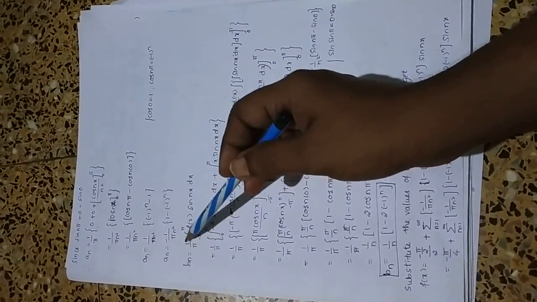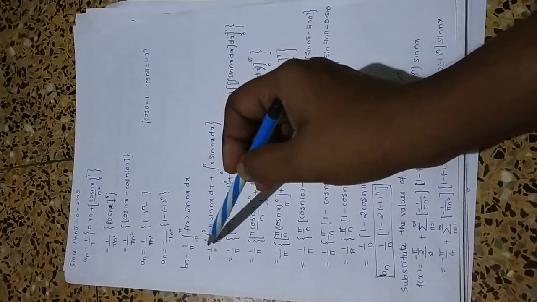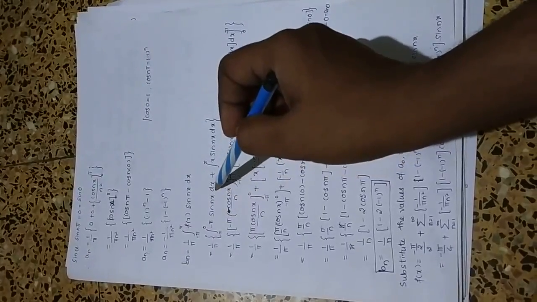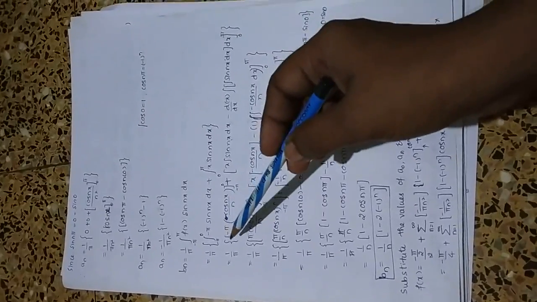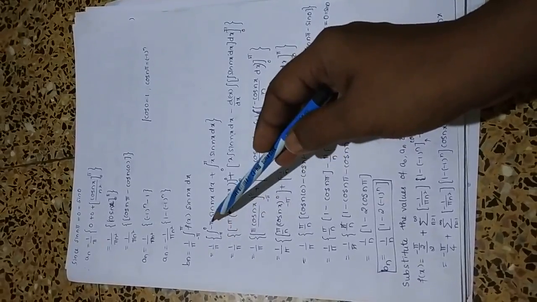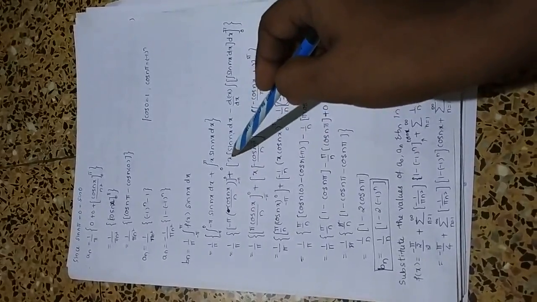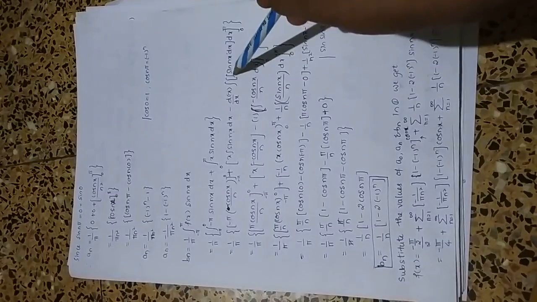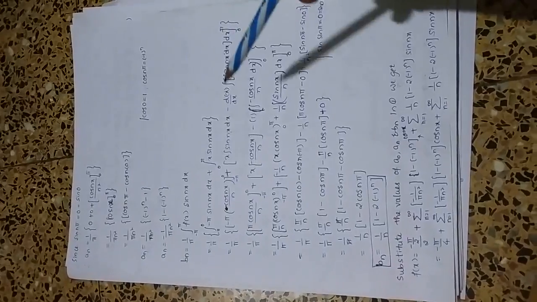Next, bn is equal to 1 by pi integration from minus pi to pi of f of x into sin nx dx. That is equal to 1 by pi into bracket minus pi to 0 of minus pi into sin nx dx plus 0 to pi of x into sin nx dx. Next, integrating, 1 by pi into bracket minus pi into integration of sin nx, which is minus cos nx by n, from minus pi to 0, plus here applying Bernoulli's rule: x into integration of sin nx dx minus d by dx of x into integration of sin nx dx into dx, between the limits 0 to pi.